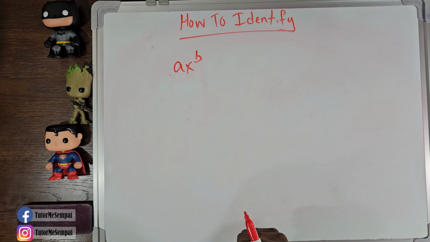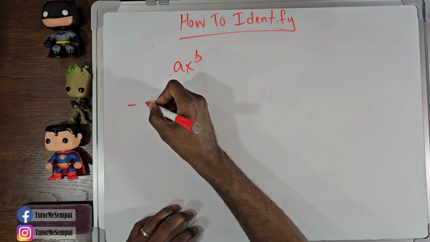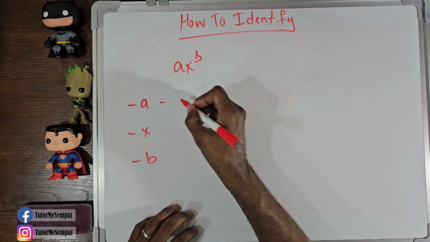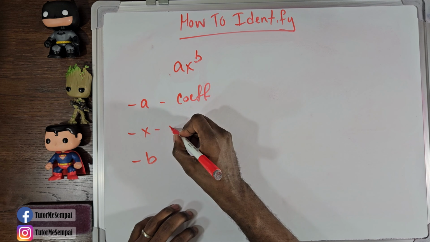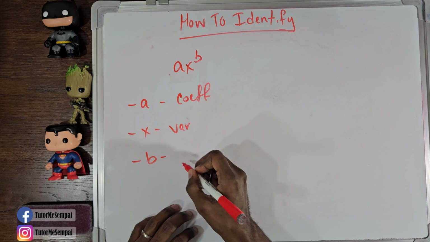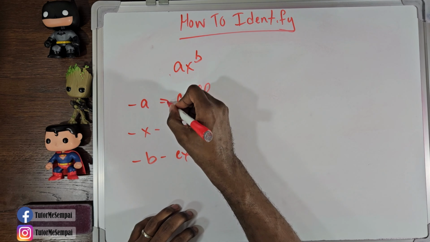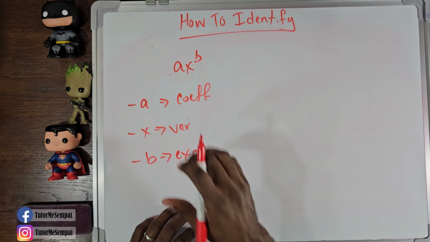Now, when you look at this term, there's 3 parts that we can easily identify. We have our a, our x, and our b. Our a being our coefficient, our x being our variable, and our b being our exponent. So we can easily identify these 3 parts of this term.